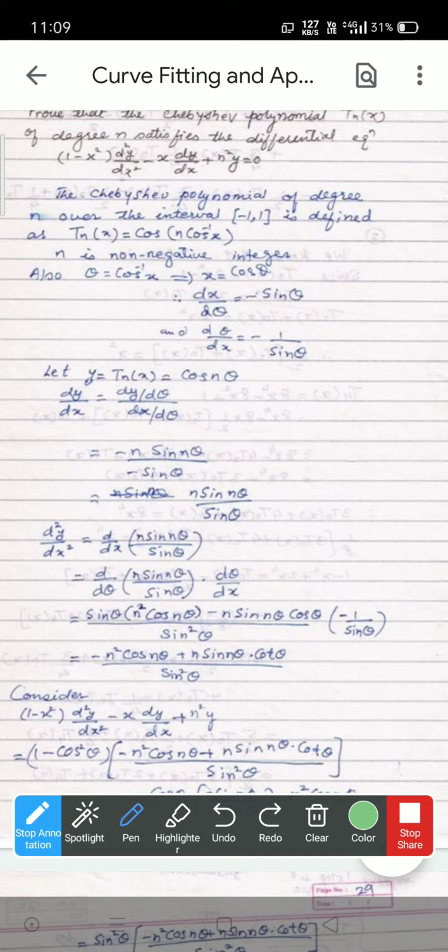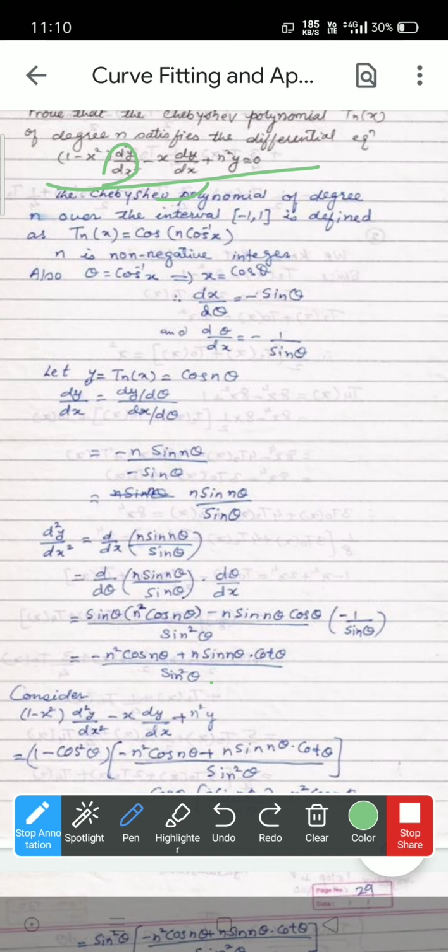So this is equal to minus n square cos of n theta plus n sine of n theta into this. Multiply sine theta with it, then sine theta cancels, and if we multiply with this term, then n sine of n theta as it is, and cos theta by sine theta is equal to cot theta divided by sine square theta. We have found the values of d2y by dx square and dy by dx.